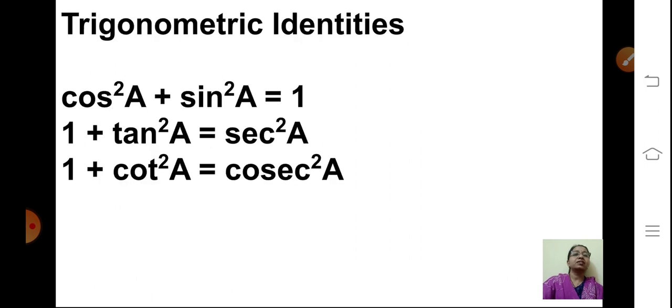Then after this, trigonometric identities. If you remember, we have proved these 3 identities. First is cos square A plus sine square A is equal to 1. 1 plus tan square A is equal to sec square A, and 1 plus cot square A is equal to cosec square A. What is A? A is an acute angle. In general, you can take A as theta, right?